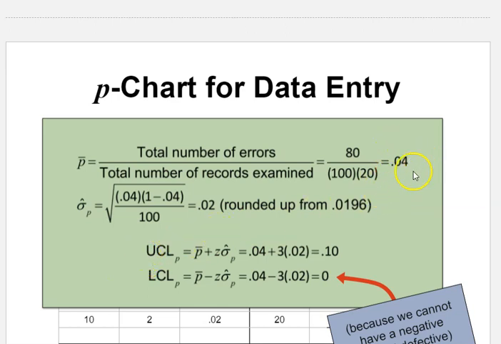Alright, so we have all the numbers we need. We have p-bar, we have the z value, and we have sigma. So p-bar plus 3 times 0.02, for 99.7%, is 0.1. The lower point is negative, which doesn't make sense in this case. For the number of defects, we can't have less than 0, because you don't have less than 0 production. So we shift it up to 0.